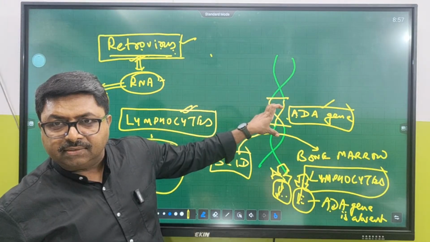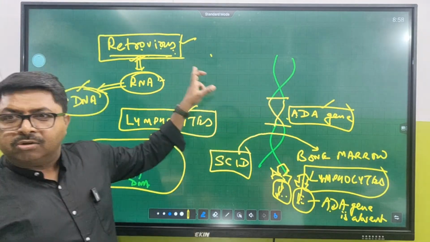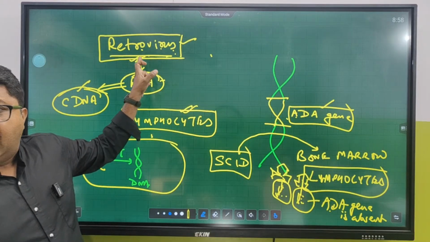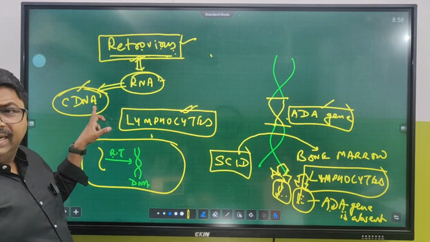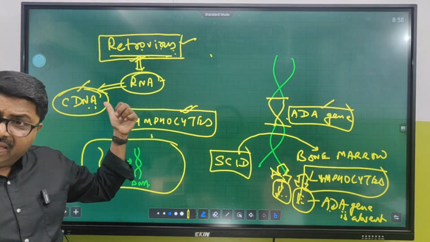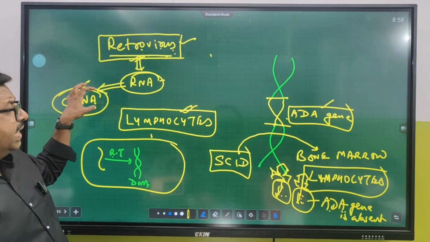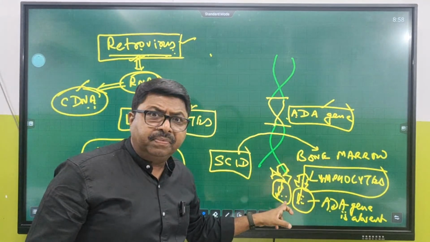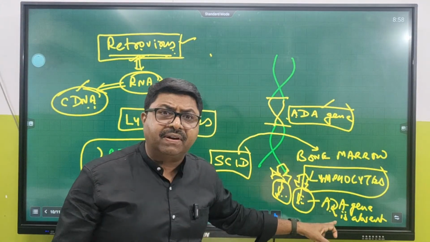Introduce this ADA gene inside the retrovirus. The retrovirus has RNA. The RNA is going to make DNA. That DNA will be called cDNA. So you have created the cDNA of the ADA gene. Then this retrovirus having the cDNA, you have allowed to infect the normal cells of the person who is suffering from SCID.